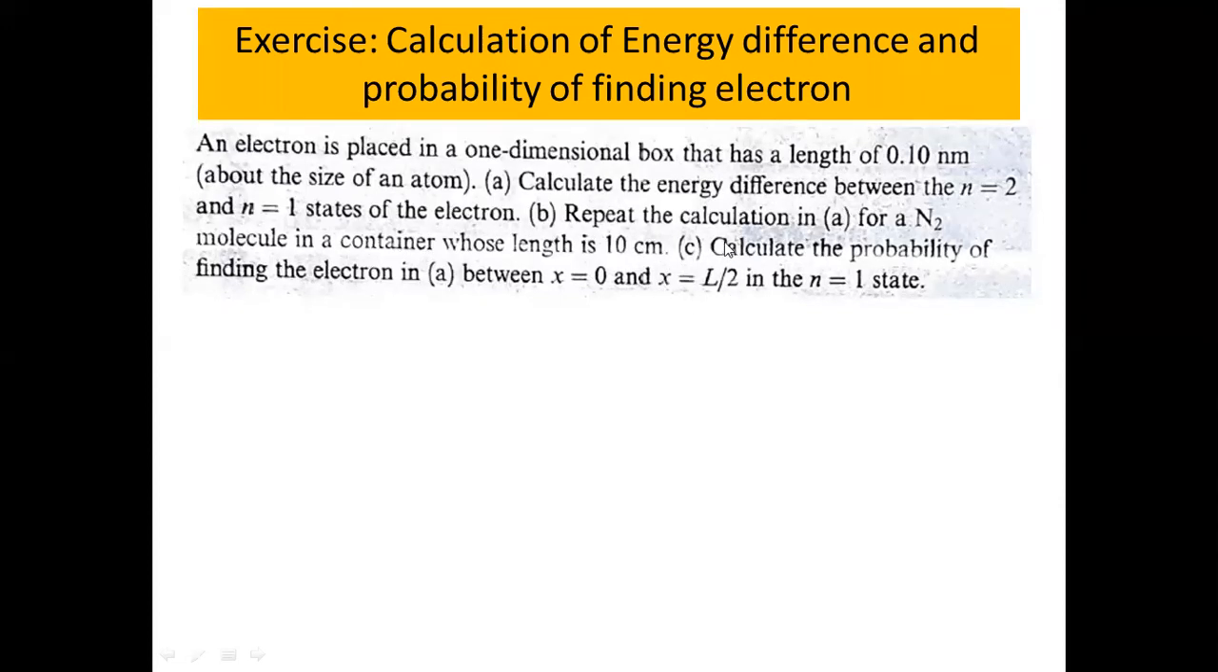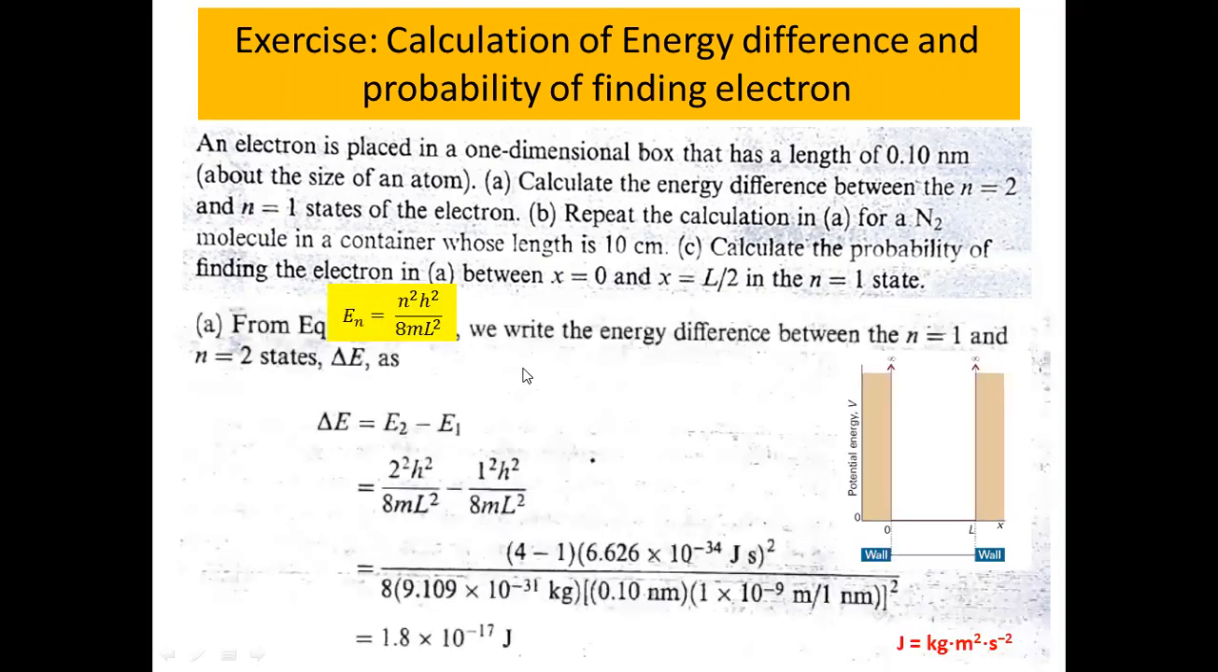The third part of this question is important. We will calculate the probability of finding the electron, and these are the limits of the box, between x equals 0 and x equals L by 2, that means half of the total length. This is for the energy level 1, and similarly you can do the calculation for energy level 2 and so on. So let's start with the first part, very simple to calculate.